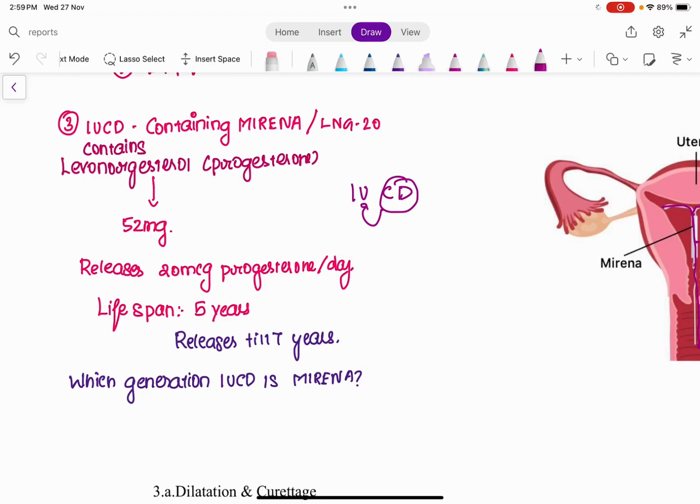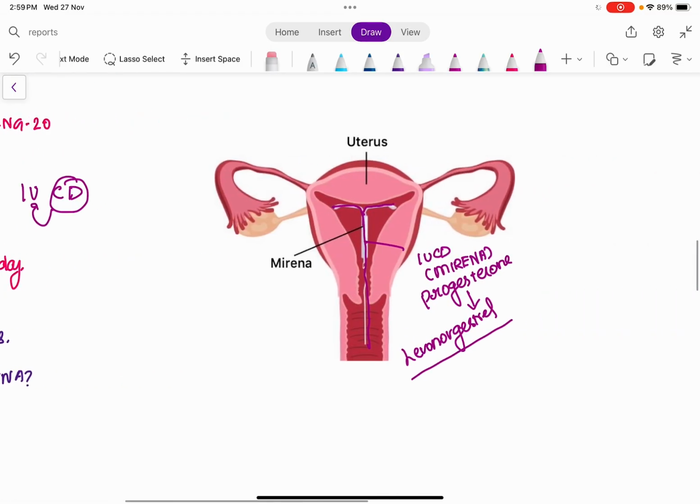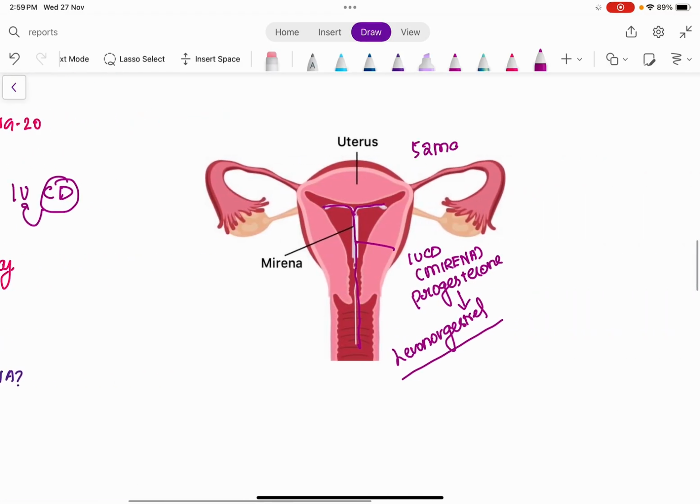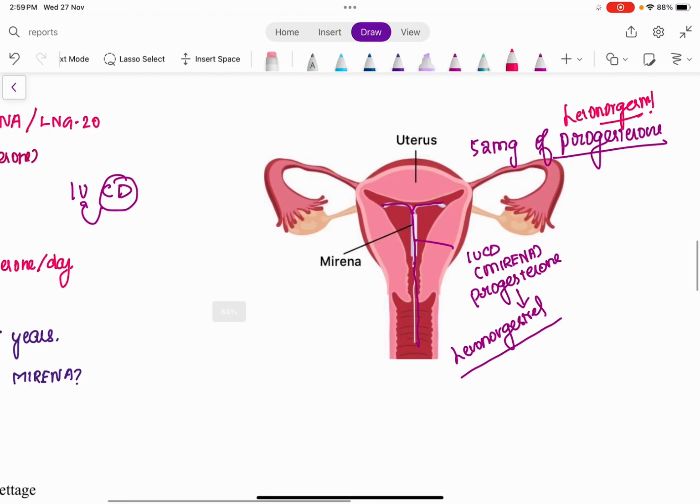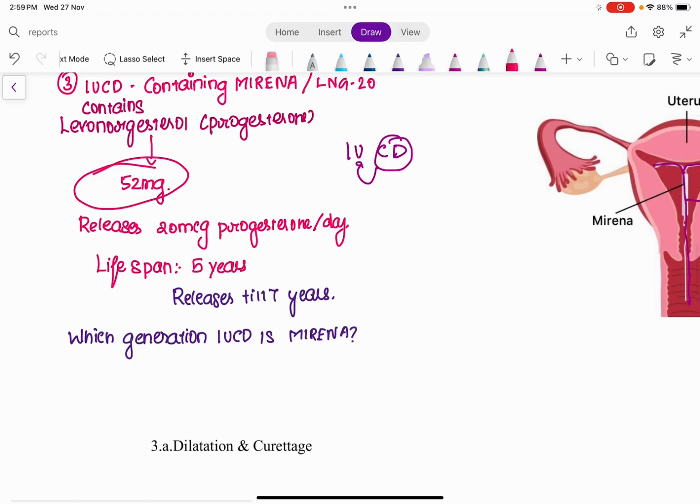And how much levonorgestrel is the IUCD containing? It is about 52 milligram. The progesterone is levonorgestrel. So if there is an MCQ, how much progesterone, that is levonorgestrel, is present in Mirena? It is 52 milligram. But how much progesterone is released by the Mirena per day? About 20 microgram per day. So the entire amount is 52 milligram and it releases about 20 microgram of progesterone per day. Right? Yes. And the lifespan is about 5 years.